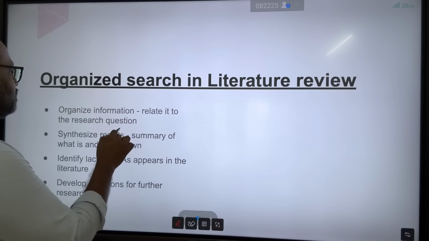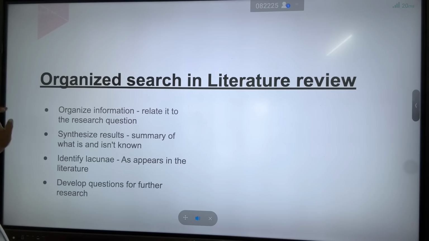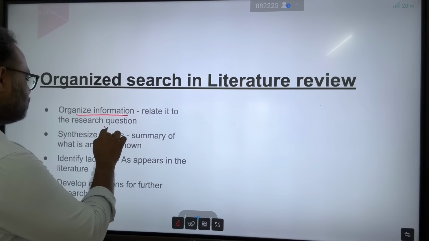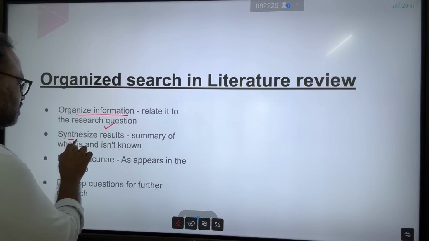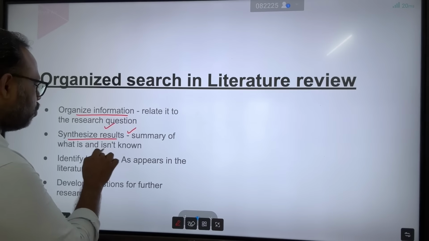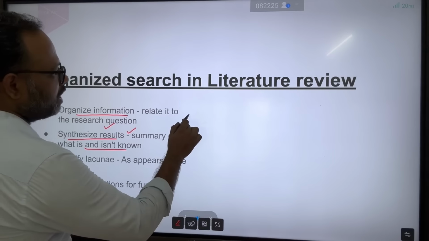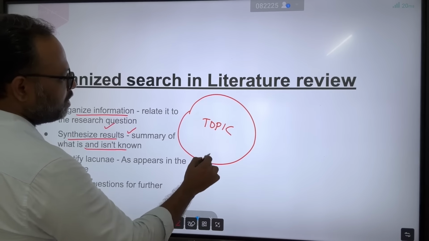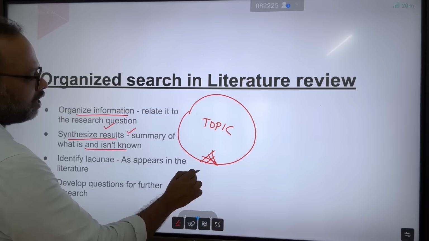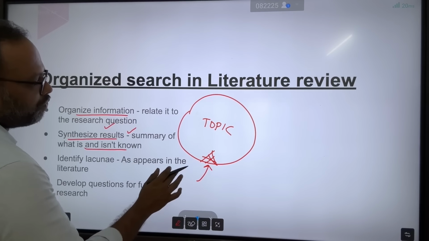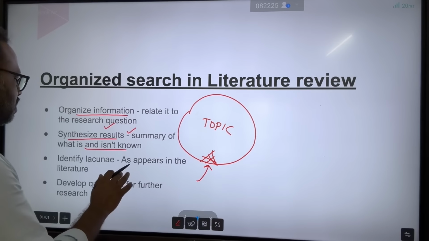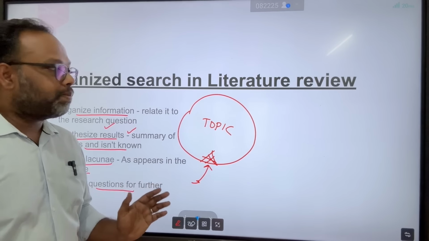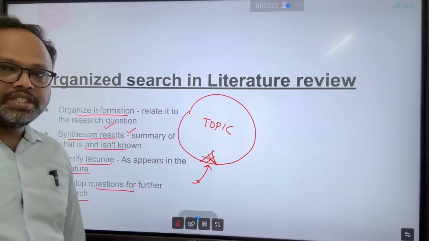The purpose of organized research in literature review. Why we need this is we need to organize the information that is related to the research question. We need to synthesize results, a summary of what is known and what is not known. We can create the current knowledge of the topic, and we will identify certain defects in that current knowledge, and we will try to fulfill that gap with our study. Then we need to develop questions for further research. So that is the purpose of organized research in literature review.